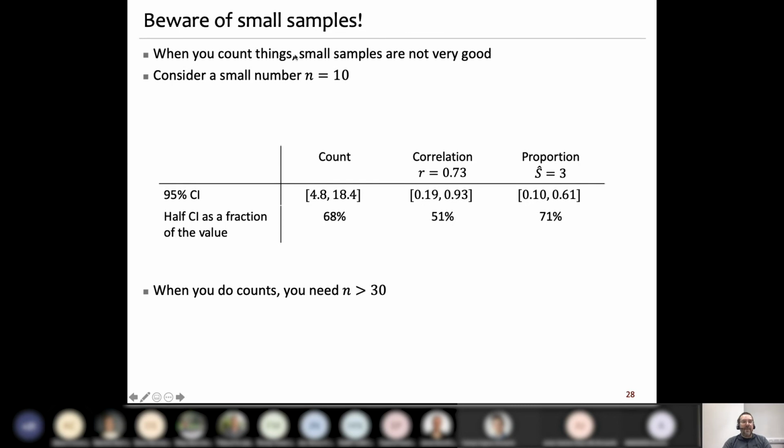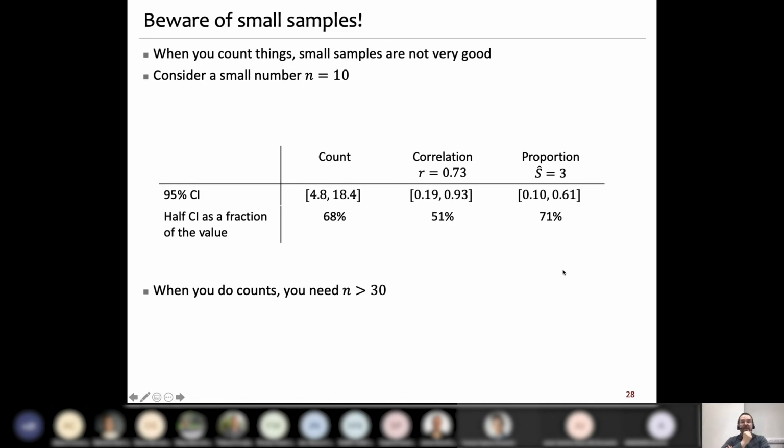And imagine a small number of 10. If you consider a count of 10, then the 95% confidence interval on this count would be from 4.8 to 18.4. And the half of this error bar, let's say lower or upper, if they were symmetric, is about 68% of the original count. You could say that the fractional error on count is 68%. If you do the same for correlation, you get a fractional error of 51%. And on proportion, well, I assume the number 3 out of 10, then the error is even larger, 71%.